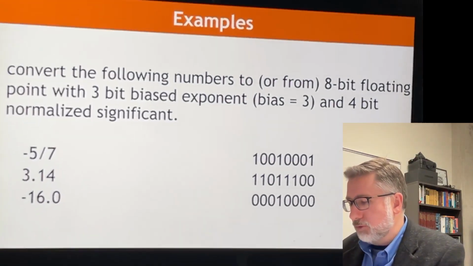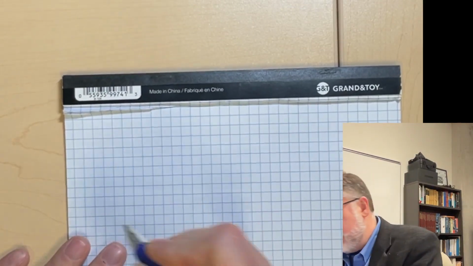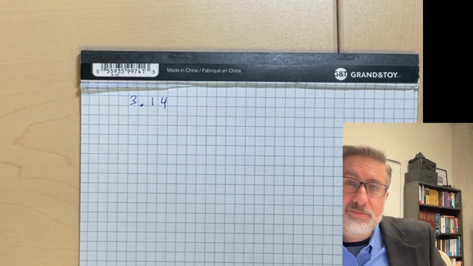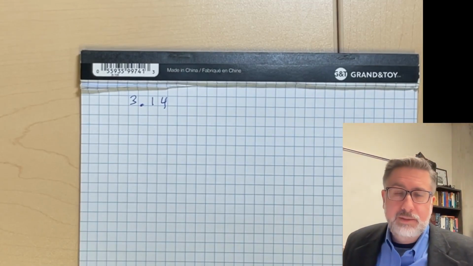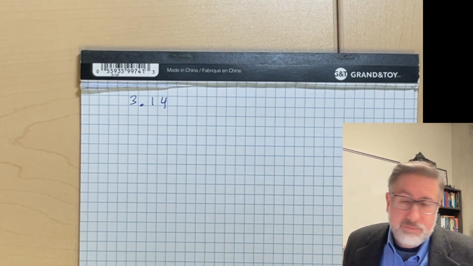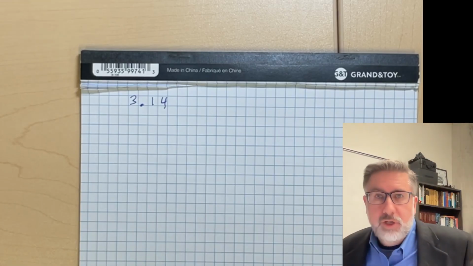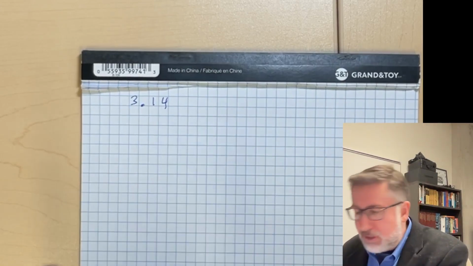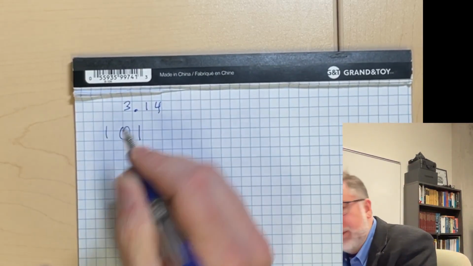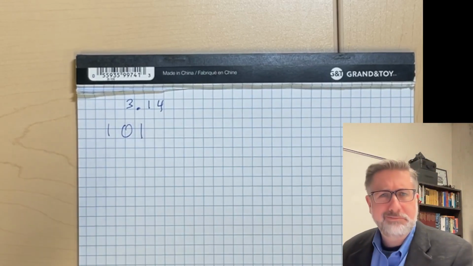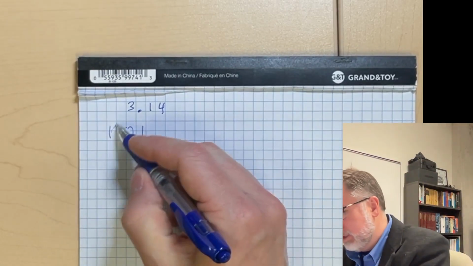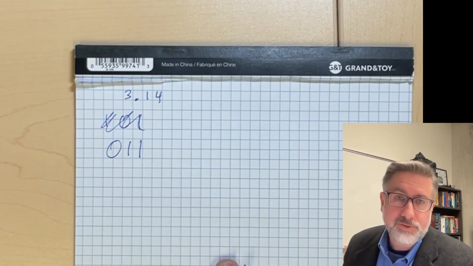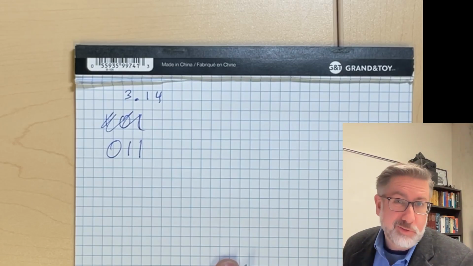So the first one we're going to do is 3.14. This is the number we're going to convert into an 8-bit base 2 representation. So what do we do? Well, first we have to figure out what the number represents. So 3 we know is 101, right? Is that right? No, that's not 3, that's 5. Look at me go. 3 is 0, 1, 1, right? 1 plus 2 is 3. You learn something on YouTube every day.